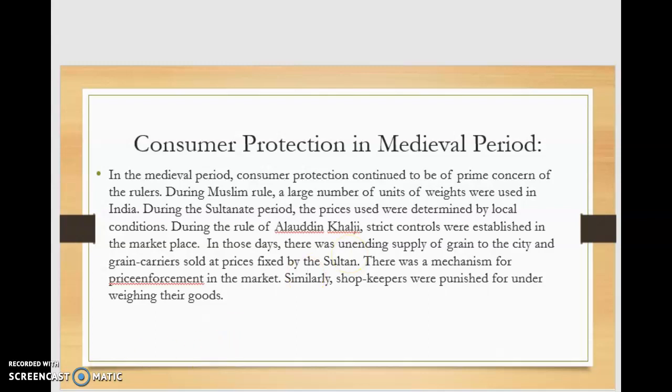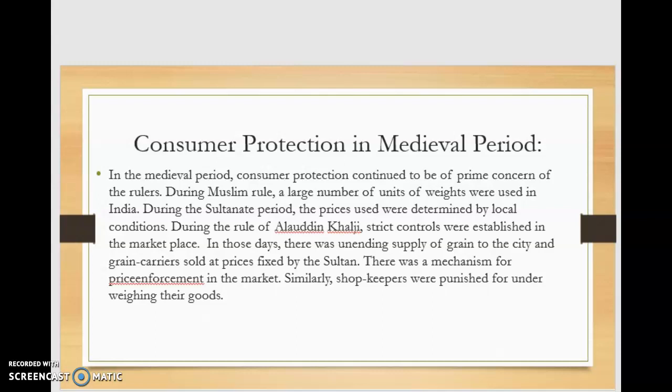Now, when we talk about the medieval period, we say that consumer protection continued to be a prime concern for rulers. During Muslim rule, a large number of units of weights were used in India. During the Sultanate period, the prices were determined by local conditions. During the rule of Alauddin Khilji, strict controls were established in the marketplace. In those days, there was an unending supply of grains to the city, and grain carriers sold at prices fixed by the Sultan. There was a mechanism for price enforcement in the market.